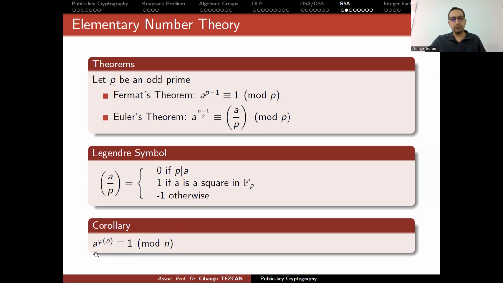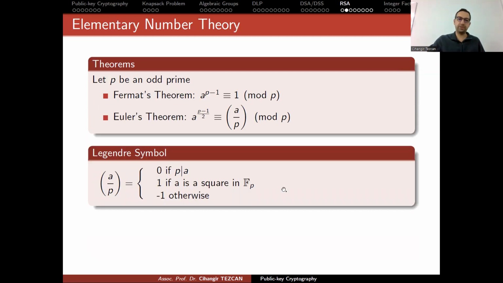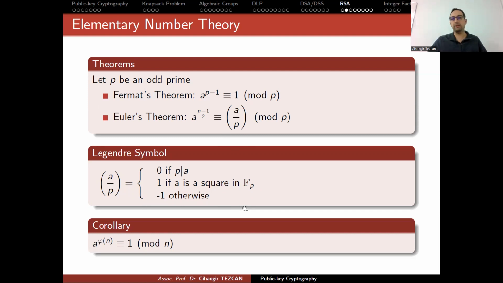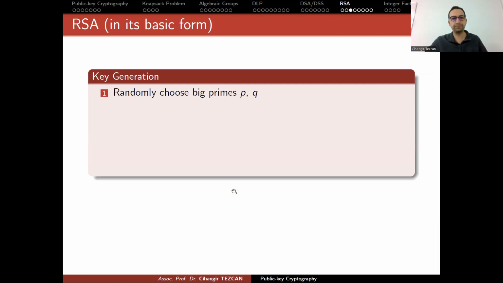The corollary is as follows: a to the phi n is equivalent to 1 modulo n. In the above theorems, p was prime. Here, n doesn't have to be prime, so this allows you to check the property. This is a corollary from the above theorems. So just keep this in mind. We will talk about them when we want to check why RSA works and how we check the primality of numbers. Okay, so let's start with RSA in its basic form.